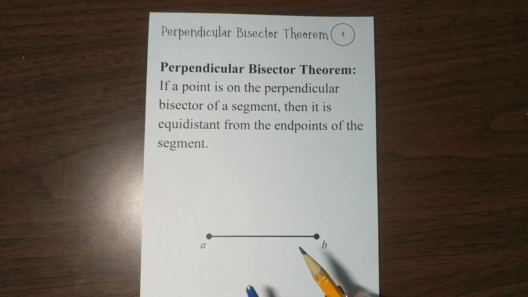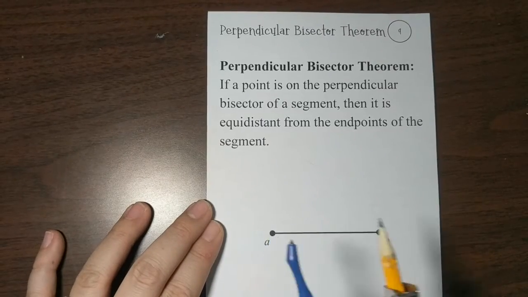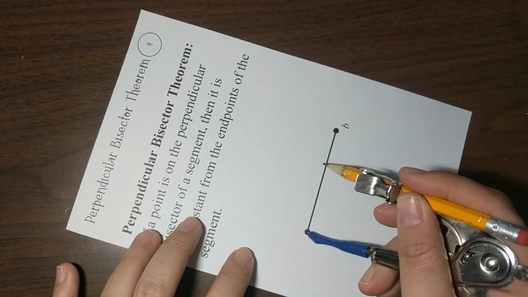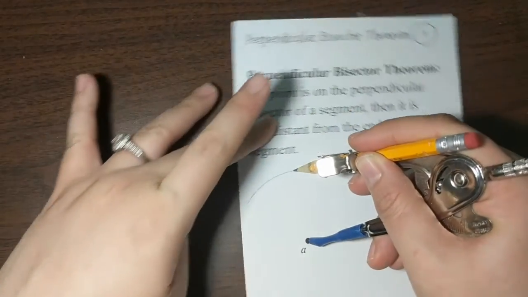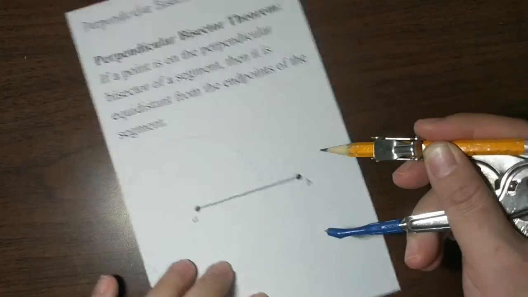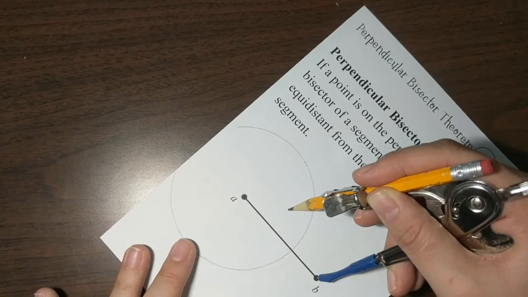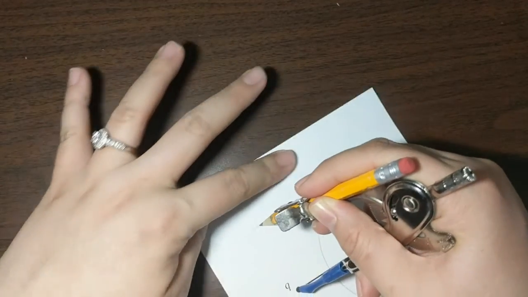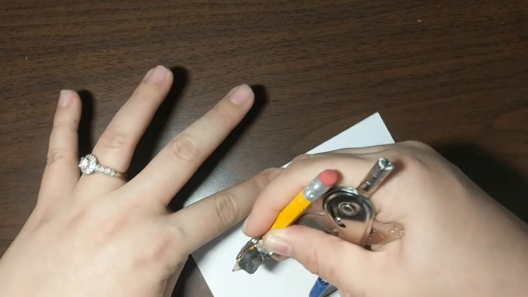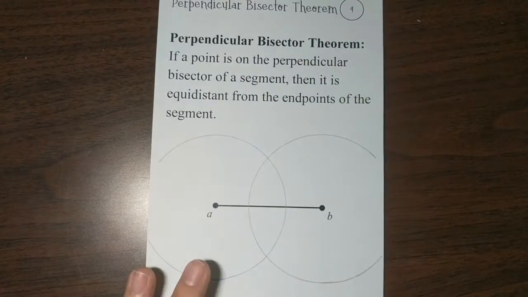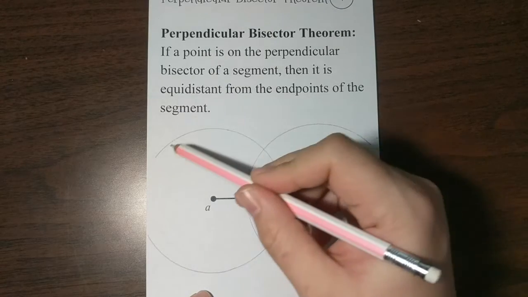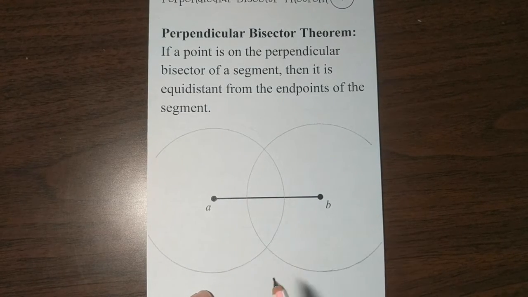To make a perpendicular bisector, I need a compass. So I'm going to hold this so it does not move at the center A and make a circle. Then I use the same size, don't change the size, from center B to make another circle. So you see I have two circles, center A and center B, with the same radius.